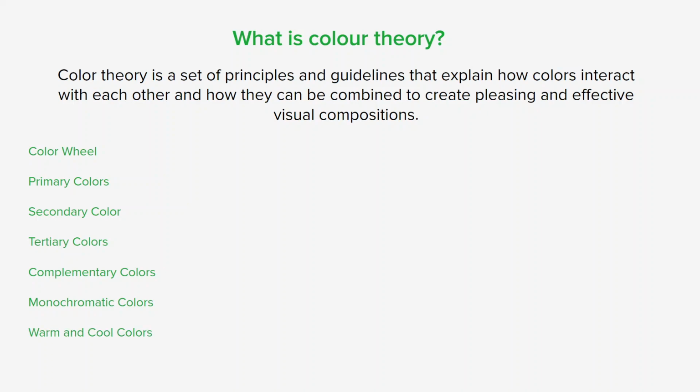So colors are often categorized as warm, and these are typically your reds, oranges, and yellows, or cool, and these are typically your blues, greens, and purples. So warm colors evoke energy and vibrancy, while cool colors convey almost calmness and serenity. Value refers to the lightness or darkness of a color, while saturation refers to the intensity or vividness of a color.